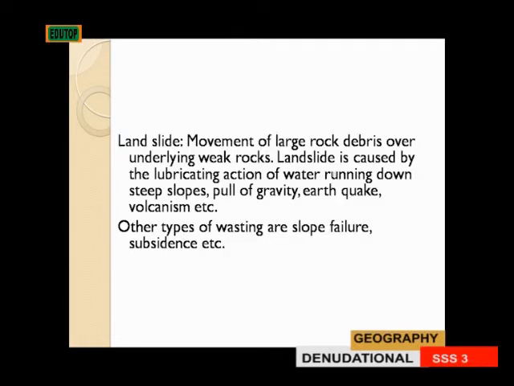We also have landslide. Now, landslide is the movement of large rock debris over underlying weak rocks. When a large rock debris is moved over an underlying rock that is weak, that could give rise to a landslide. And landslide also could be caused by the lubricating action of water running down steep slopes. The pull of gravity, an earthquake, as well as volcanism are some of the causes of landslides.